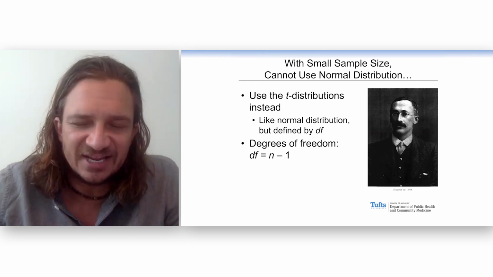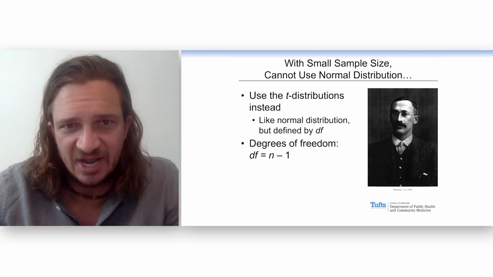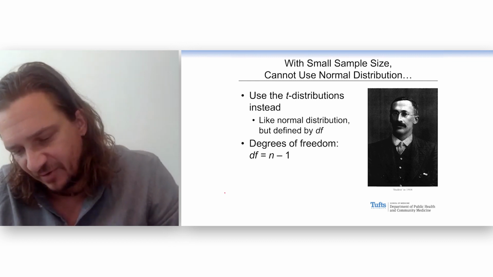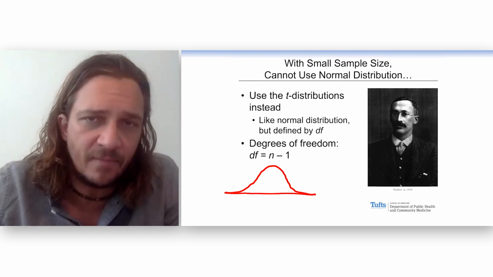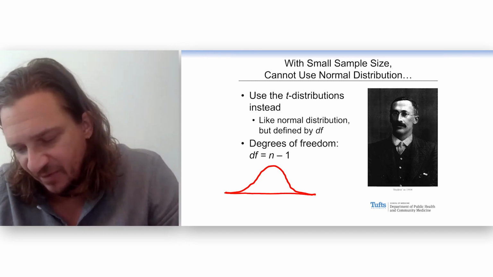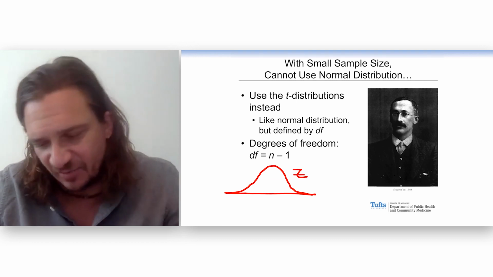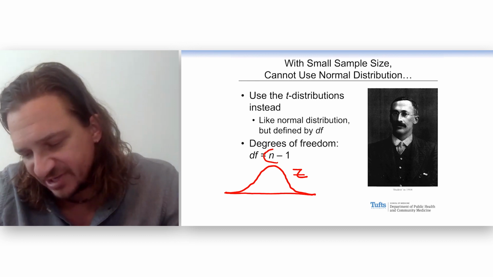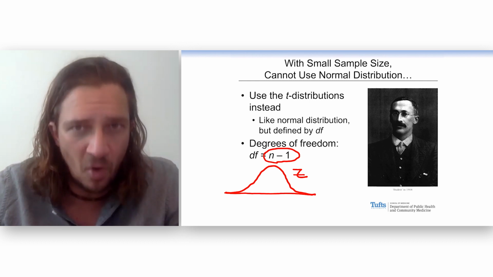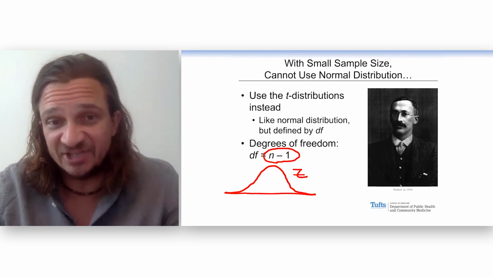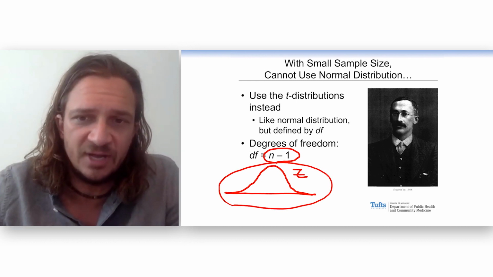So Gosset came up with what he called the t distributions. So instead of a normal distribution, remember a normal distribution, we specify with a mean and a standard deviation, and we use the letter Z when we talk about normal distributions. When we talk about t distributions, they're referenced in terms of your sample size. So as your sample size gets smaller, the distribution changes. As your sample size gets larger, it gets closer and closer to what looks like a normal distribution.